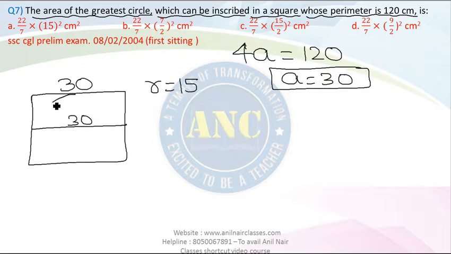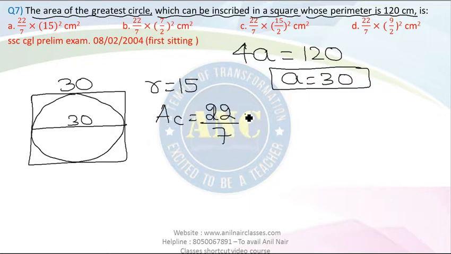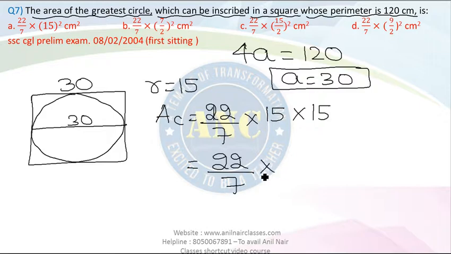I did not draw the circle, sir. If you want, you can draw it out. Radius of the circle becomes 15. So area of the circle is 22 by 7, pi into r square. It is 15 into 15. Unfortunately, I cannot simplify further. I cannot cancel anything in this. 22 by 7 into 15 square should be the final answer, which is nothing but option A, right?